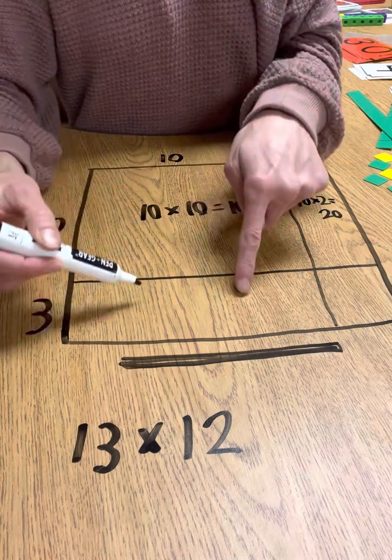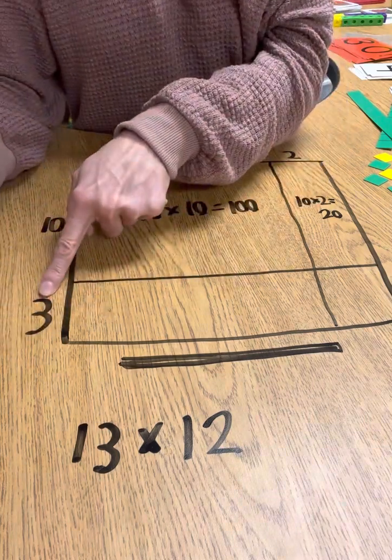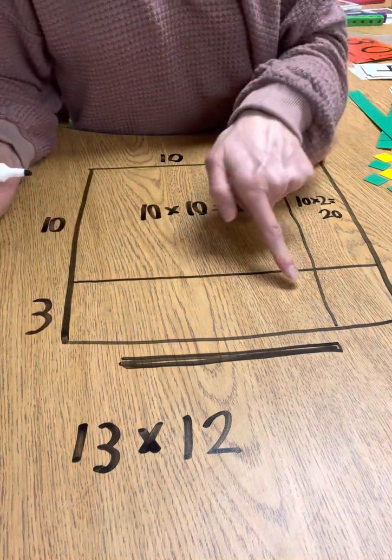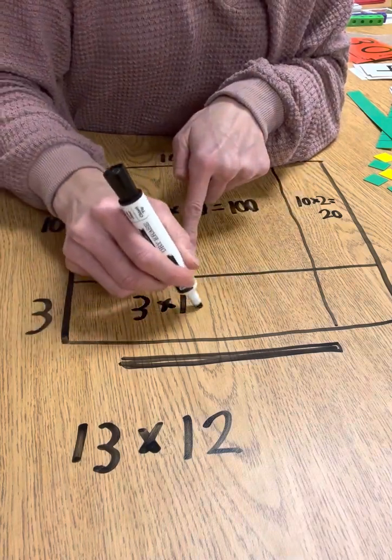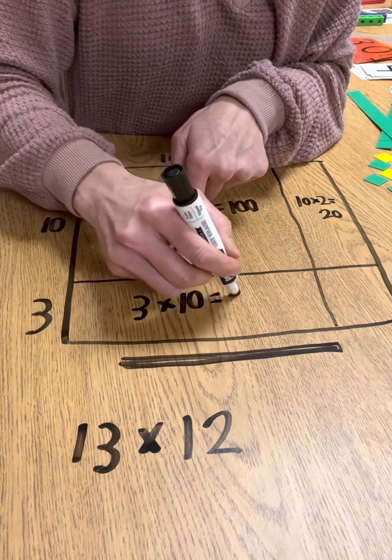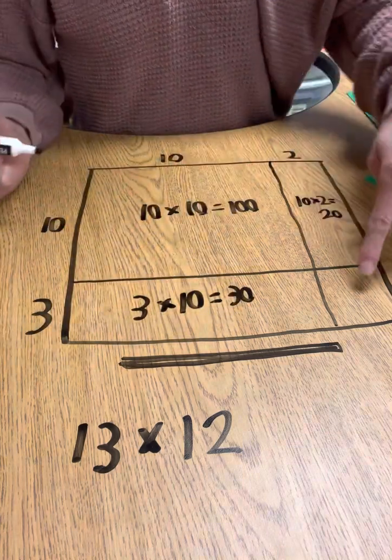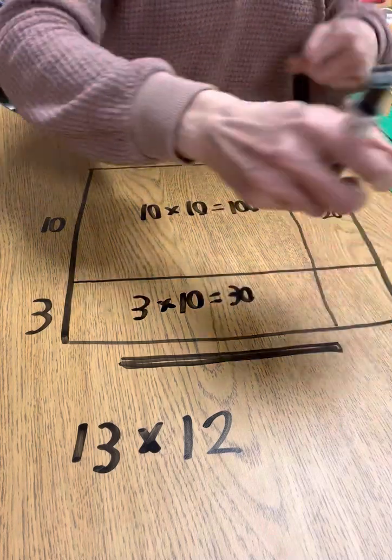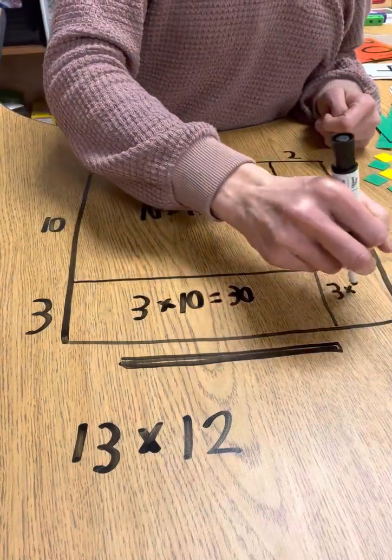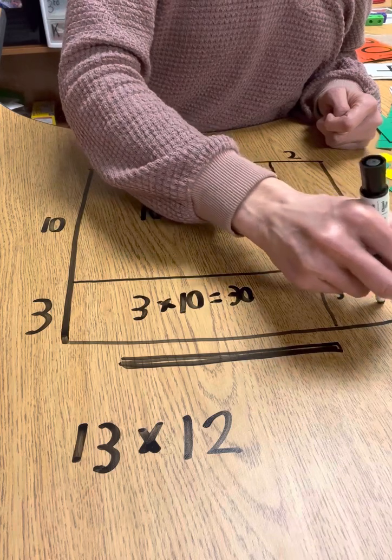Now I have this section down here. I have 3 rows with 10 seats in each row. So it'd be like 10, 20, 30. So 3 rows with 10 in each row makes 30 seats. And then the last section, I have 3 rows here with 2 in each. So it's going to be 3 times 2 equals 6.